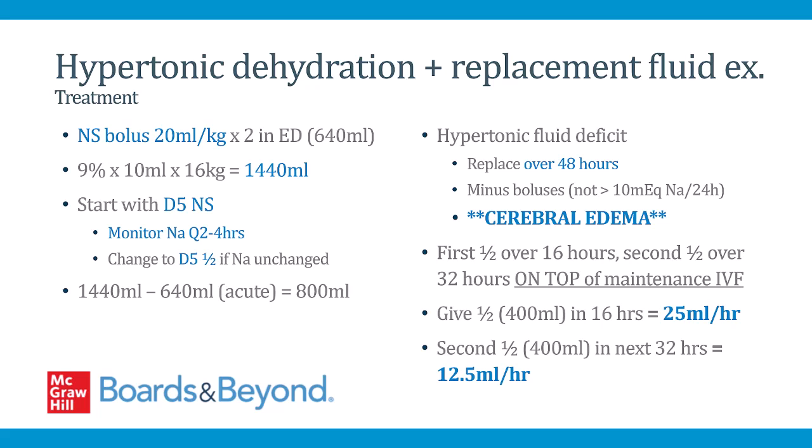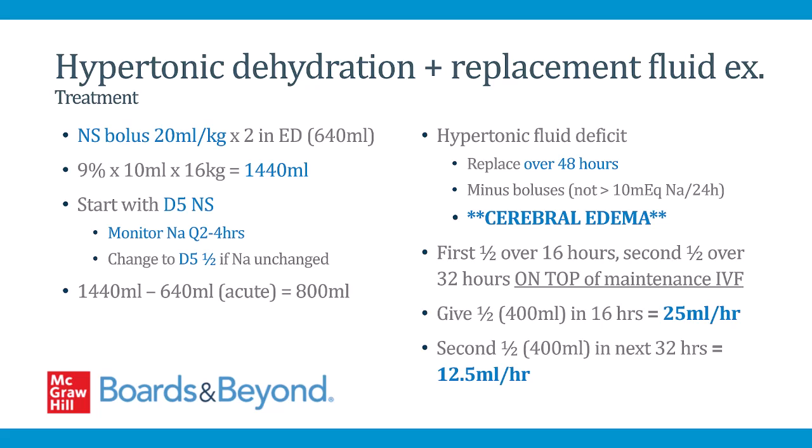For hypernatremic fluid resuscitation, this fluid deficit should be replaced more slowly over 48 hours with a change in serum sodium by no more than 10 milliequivalents per 24 hours. This is to minimize the risk of cerebral edema that can occur if the sodium drops too quickly. You would first subtract what was given during the acute phase of volume resuscitation in the emergency department, then give half of this deficit over the first 16 hours, and the second half over the remaining 32 hours on top of maintenance IV fluids.